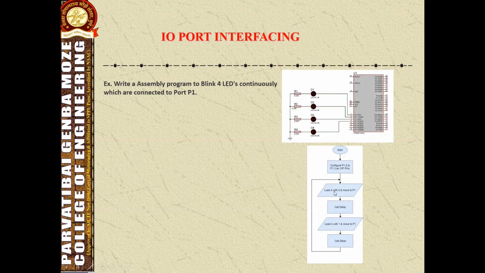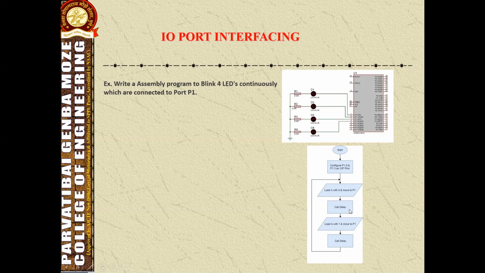So for that, in the accumulator, we have to put the 0 signal. Then that 0 signal we have to move to these ports. Then these ports will be dedicated as output pins or an output port. At that time, our LEDs will be off. When zero is present here, they are off.